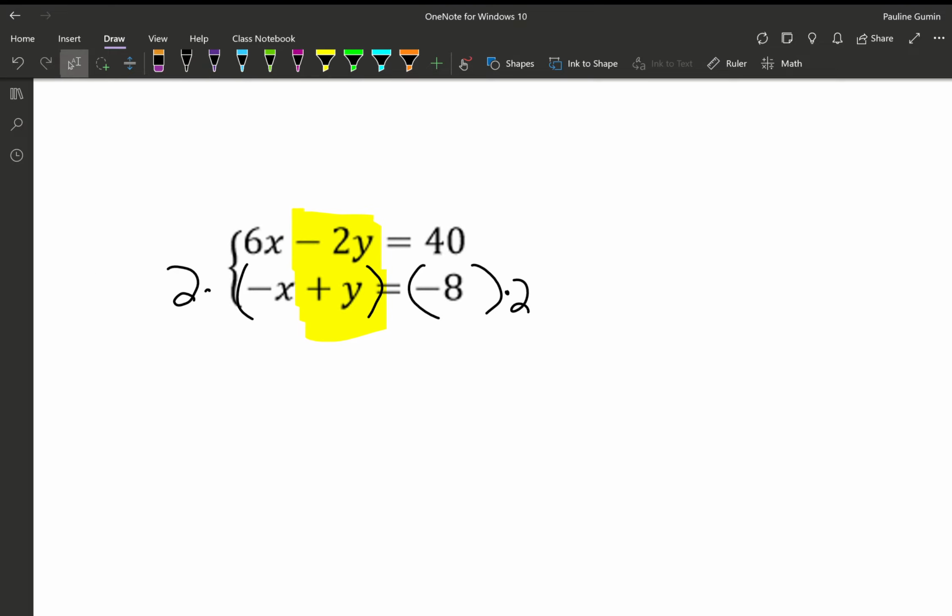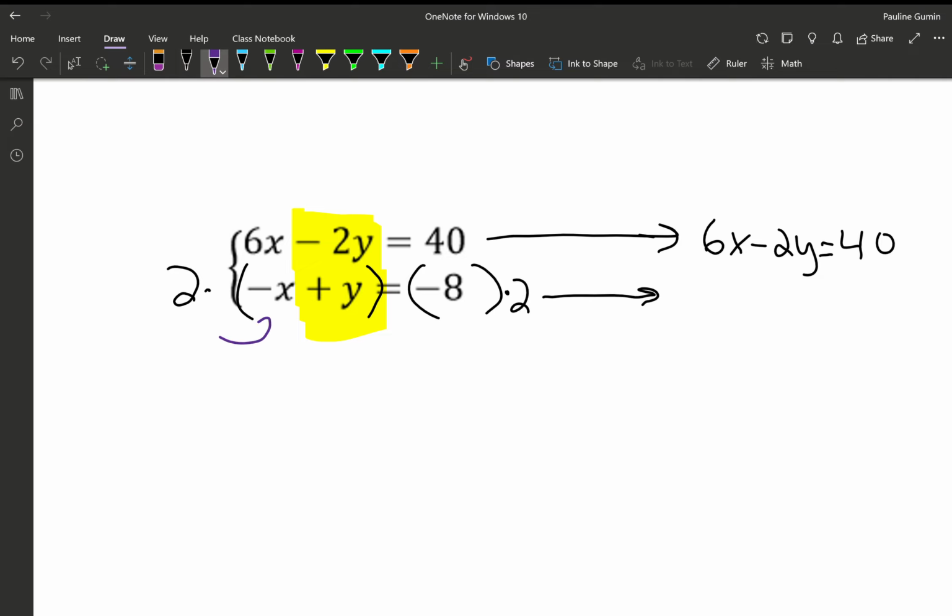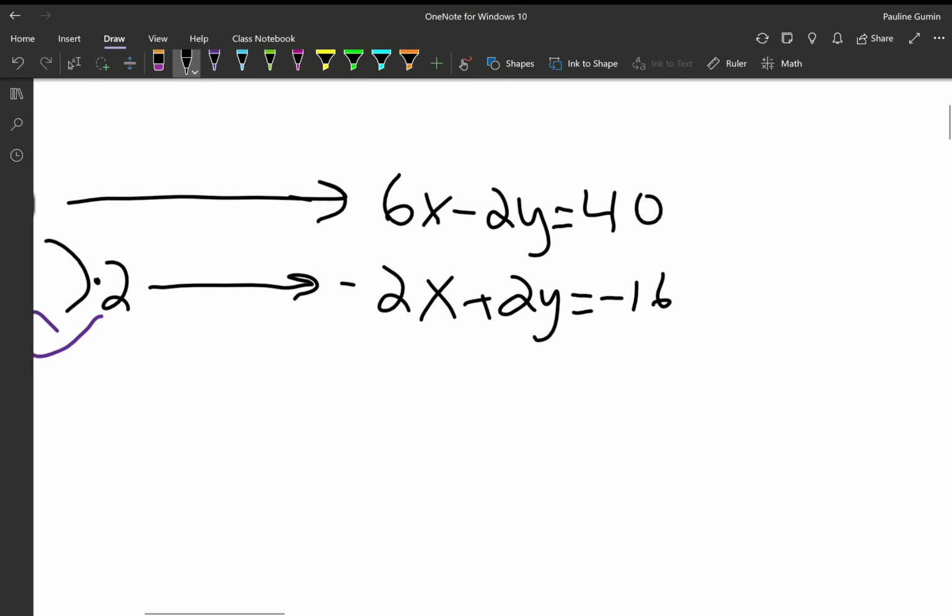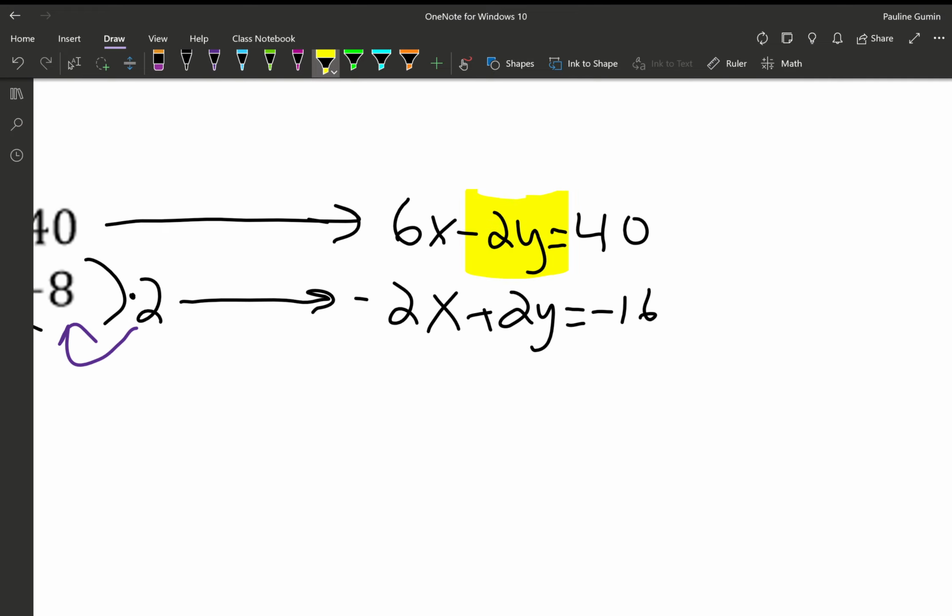So, I'm going to rewrite my system. The first equation I didn't do anything to, so I am leaving it as is. The second equation, let's multiply. 2 times negative x is negative 2x. 2 times positive 1y is positive 2y. And 2 times negative 8 is negative 16. Look at our y's. We officially have opposites. So this looks like the linear combination problems we solved in day 1, where we had opposites already.